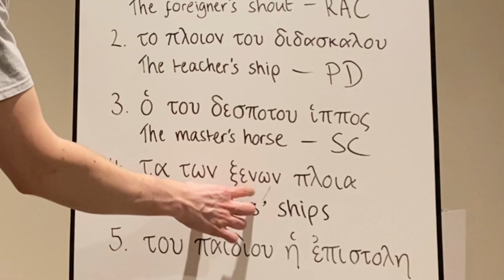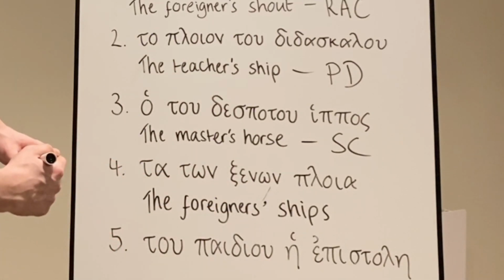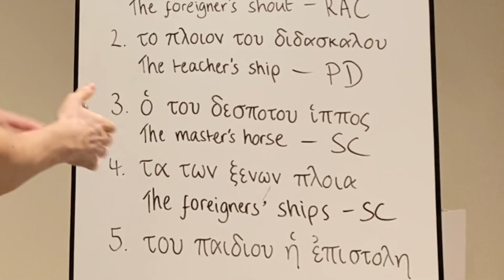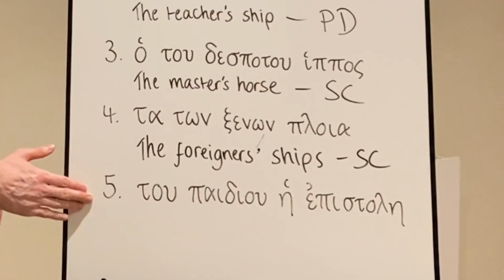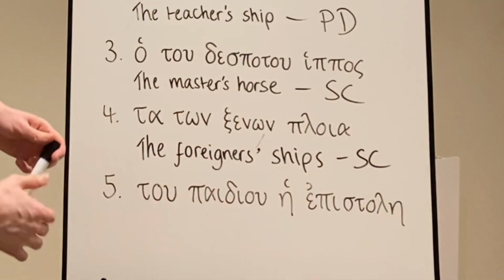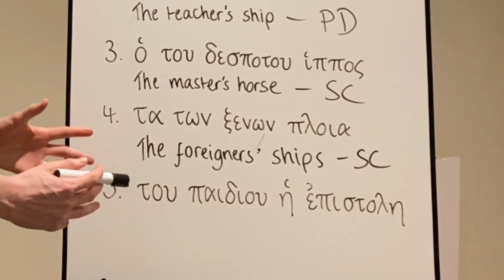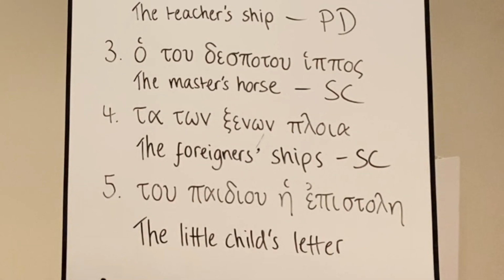And because the genitive phrase is sandwiched in the middle, we are clearly dealing with a sandwich construction. So I put that there, SC, sandwich construction. Okay, the last one, number 5. Tou paidiou hē epistolē. This should have been translated into natural English as the little child's letter.